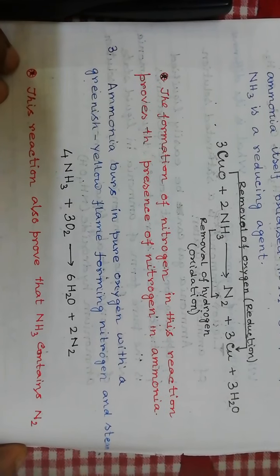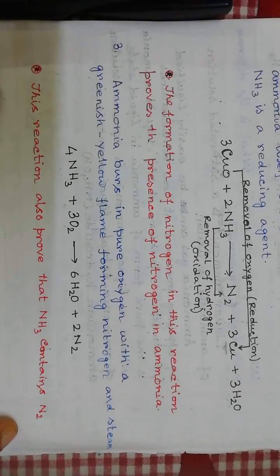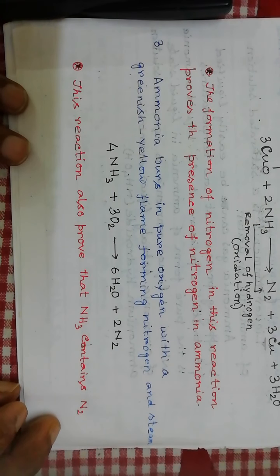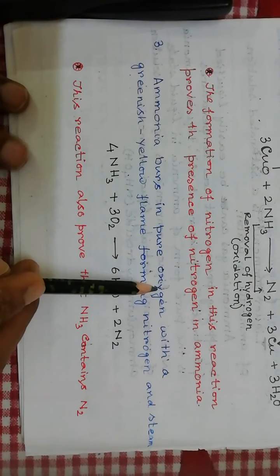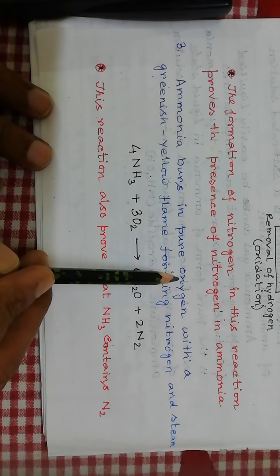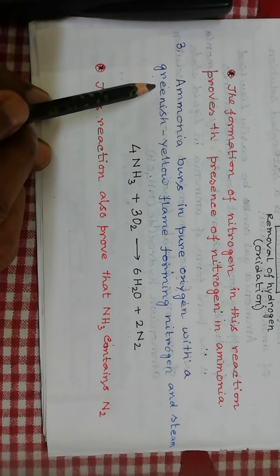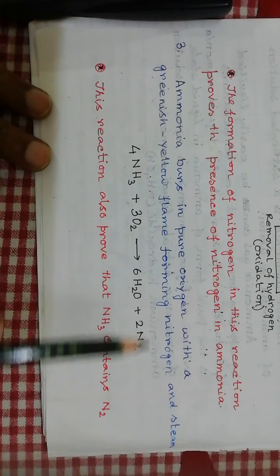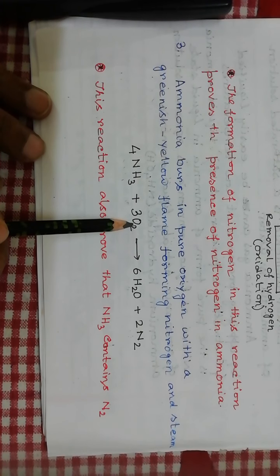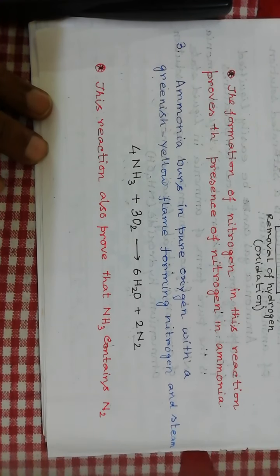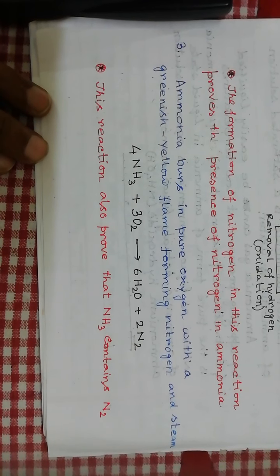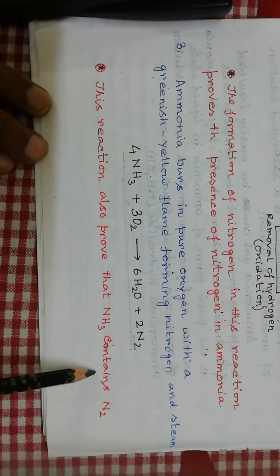Now, ammonia gas does not burn in air, but it can burn in pure oxygen. When ammonia burns in pure oxygen, it burns with a greenish yellow flame and produces nitrogen and water vapor. NH3 plus O2 gives H2O plus nitrogen. Here nitrogen is produced, so this reaction also helps us prove that ammonia contains nitrogen.